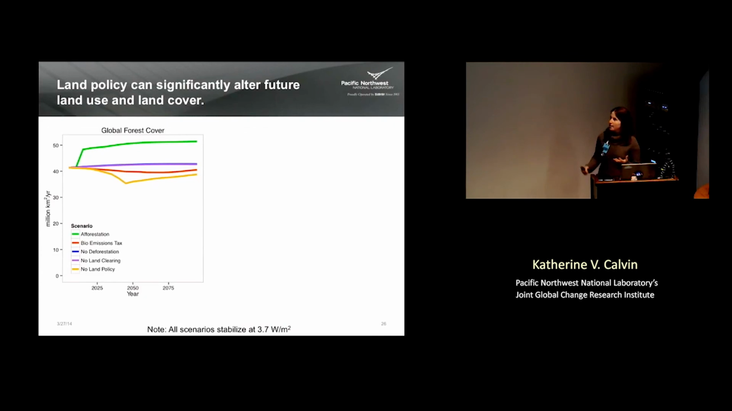And so what you get is, as you might expect, land policy significantly alters land use and land cover in the future. This is looking at global forest cover. When you price trees, so when you give people money to plant trees, they plant trees. And so you get a large increase in the amount of forest cover.